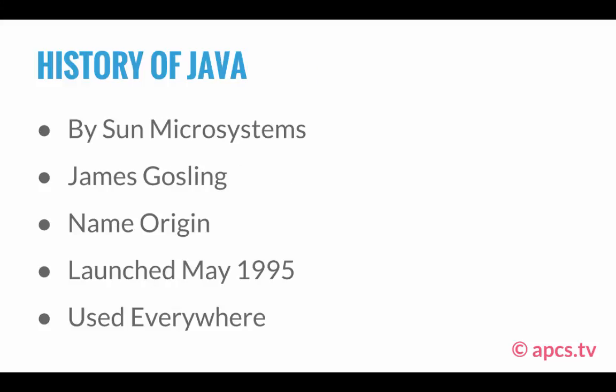Here's a bit of history of Java. Java was created by James Gosling of Sun Microsystems. The name Java originated in a coffee shop when the founders were thinking of a name and suddenly saw a sign advertising Java chip coffee. It was launched in May of 1995 and since has been used practically everywhere from servers to phones.